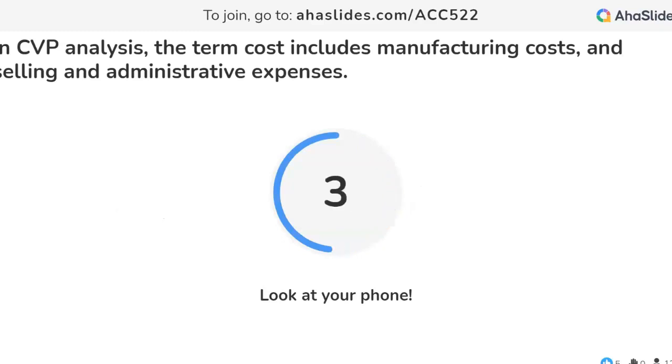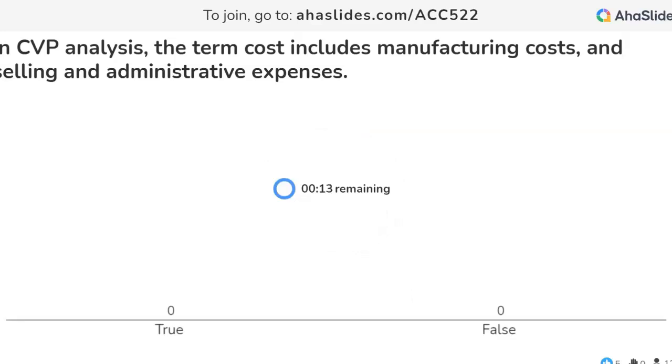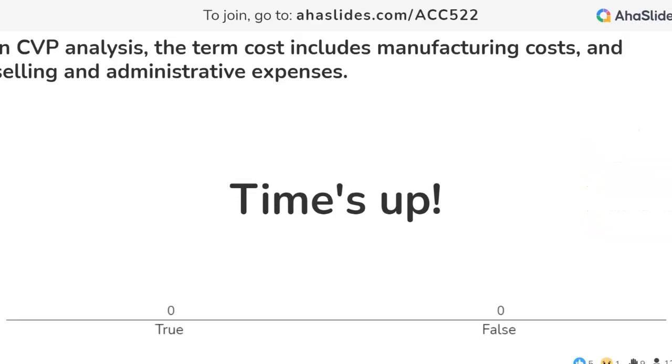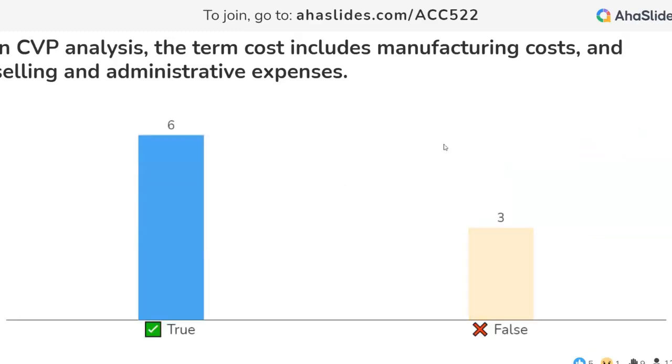Again, in CVP analysis, the term costs include manufacturing costs, which are product costs, and selling and admin, which are period costs. Now, is that true or is it false? Some people think that it only includes manufacturing costs. No, it includes all costs. The answer is, it is true. When I talk about cost volume profit analysis, I'm talking about all the costs in the company, the product costs and the period costs.